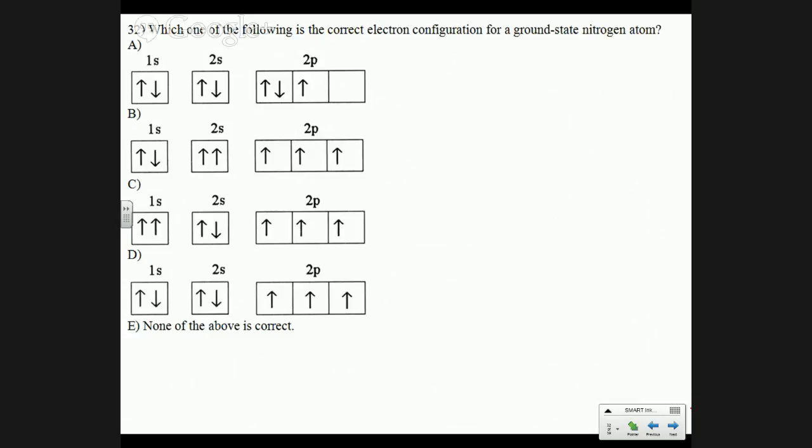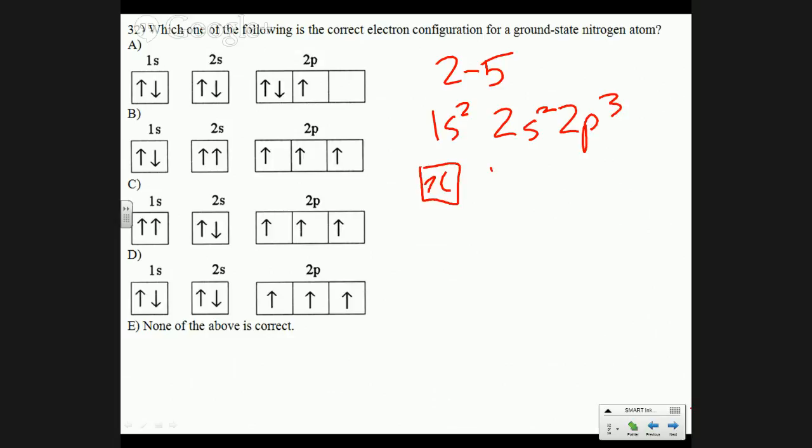All right, so which of the following is the correct electron configuration for the ground state of the nitrogen atom? Nitrogen atom, you can look up its configuration. It's 2-5, which means it'd be 1s2, 2s2, 2p3. One box, up, down. Another one box, up, down. And 2p would get three boxes.